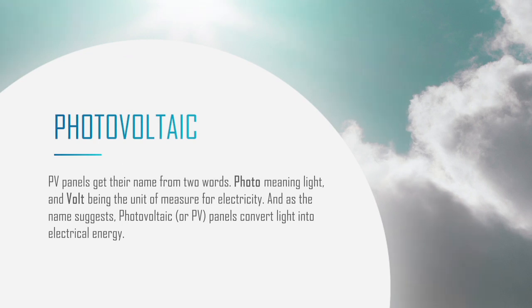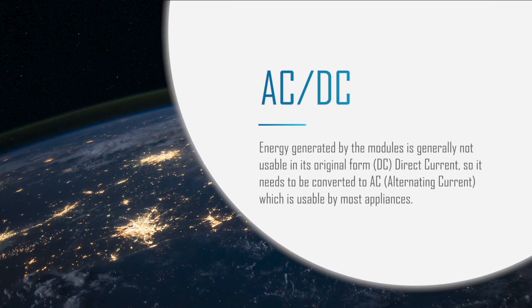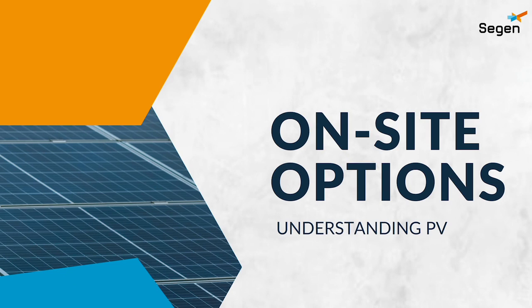And the term photovoltaic comes from photo, meaning light, and volt, which is a measure of electricity. That means that PV panels convert light into electrical energy rather than heat from the sun, which is often a common misnomer in the industry. But all that energy generated is not usable in its original form, so still needs to be converted into AC, which is usable by most household appliances, which is where inverters come in.